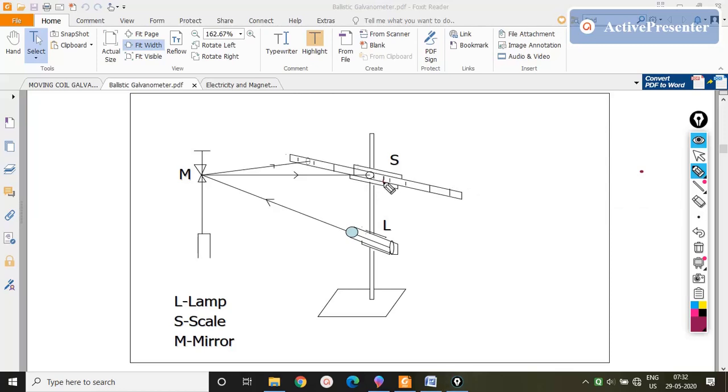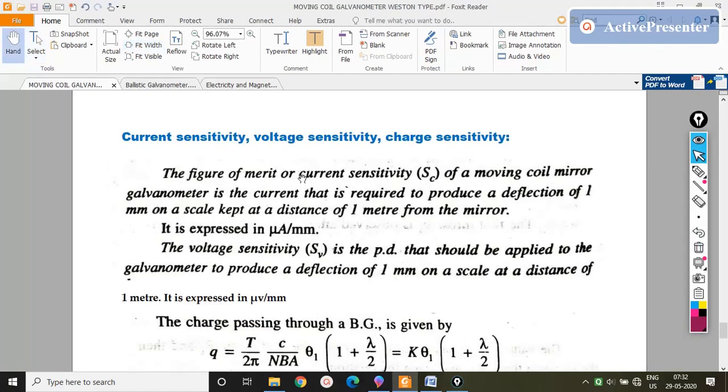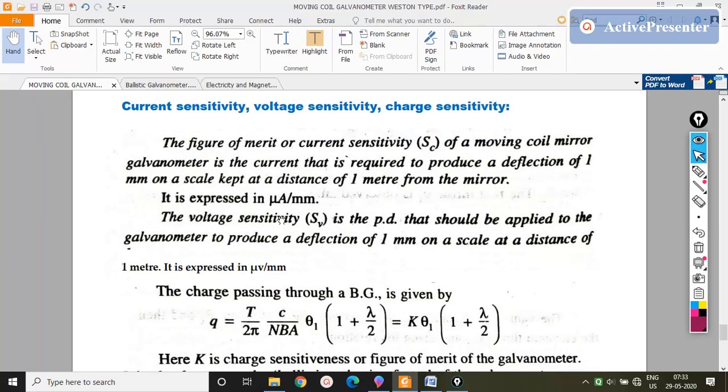So suppose it comes here and there is a deflection of 1 millimeter. How much current is required for that to happen? That is known as current sensitivity. So it is measured in microampere per millimeter.